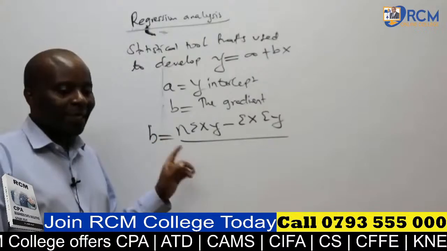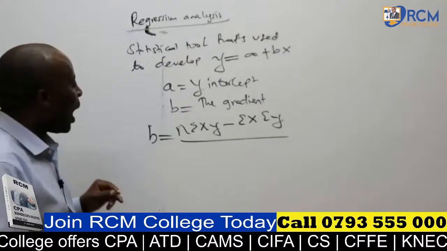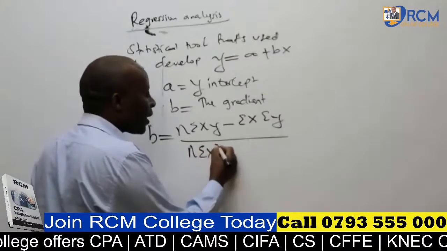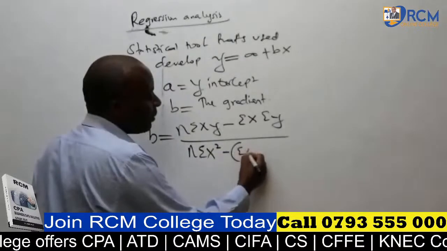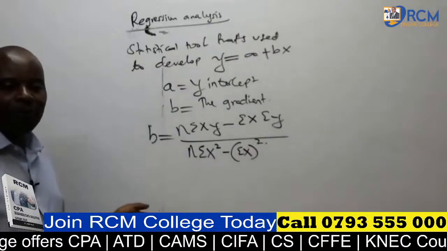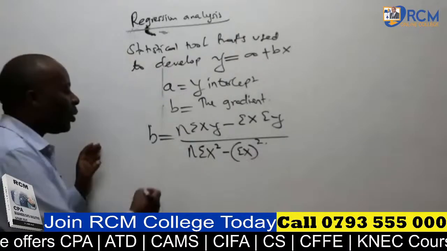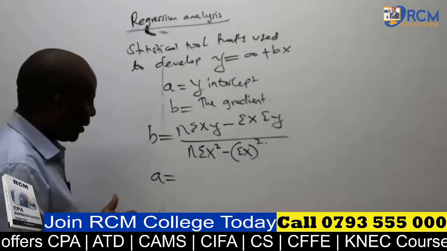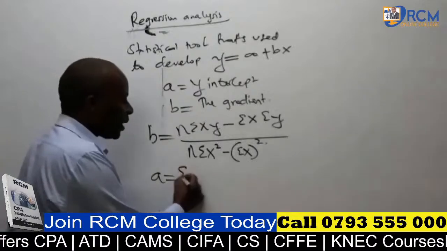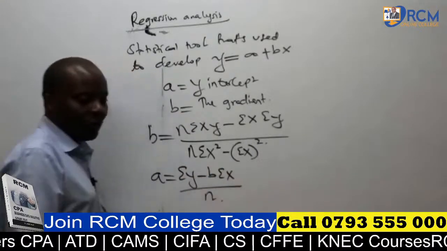How about the denominator? You can see what Bwana Amaya is saying. Amaya says that to get the denominator here, we shall be taking N summations of X squared minus, in brackets, summation of X, squared. So this is very important for us. To help you quickly, to get A, which is the intercept, we normally take summation of Y minus B summation of X, all over N.